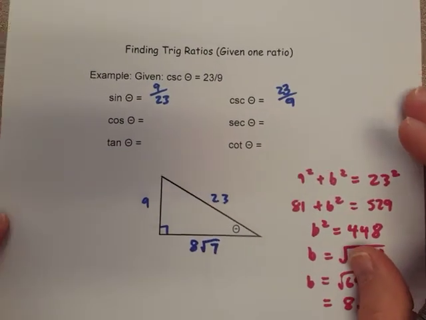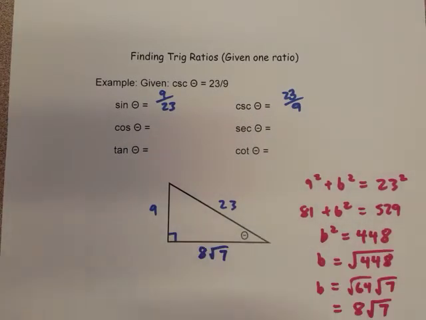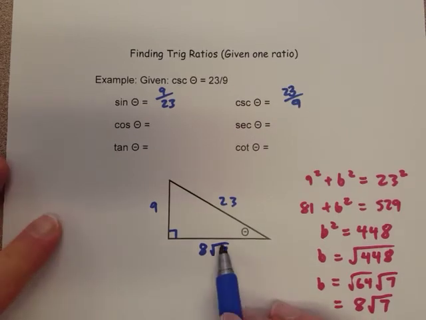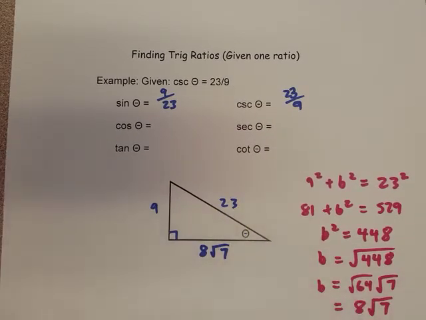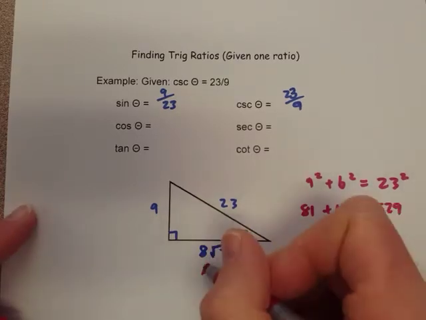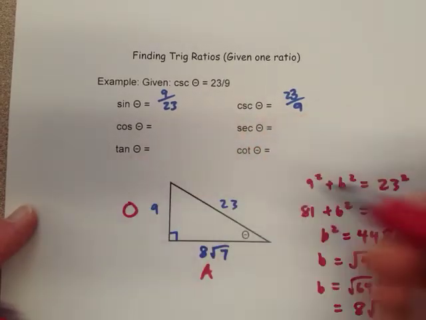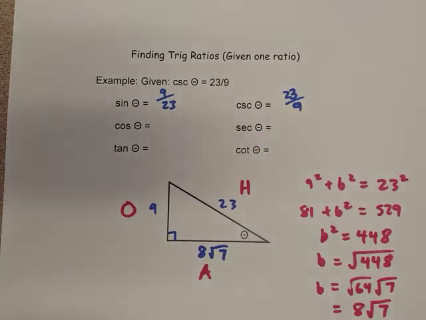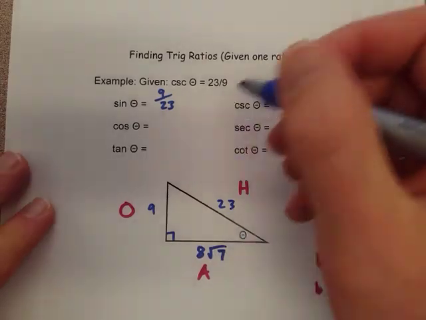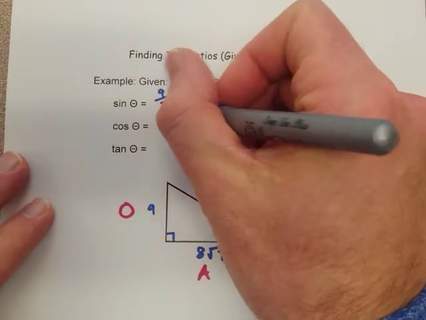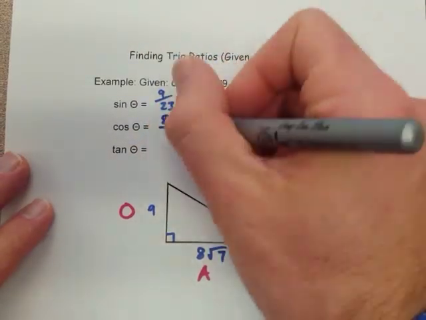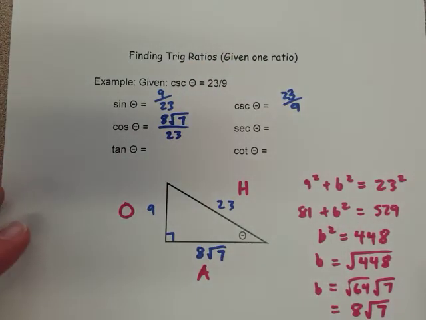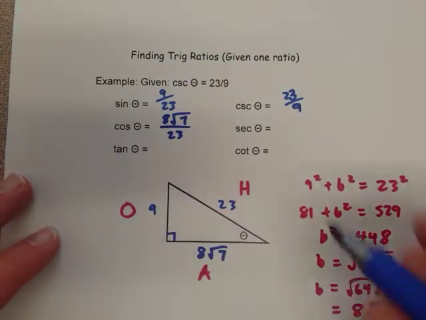So now that we've got all the sides taken care of, we can fill in our other ratios. So we have cosine, we'll do adjacent over hypotenuse. I suppose I should maybe label these sides just so you can see those throughout the rest of the time here: adjacent, opposite, and hypotenuse. So cosine is adjacent over hypotenuse, so that means 8 square root of 7 over 23. And then tangent is going to be 9 over 8 square root of 7.